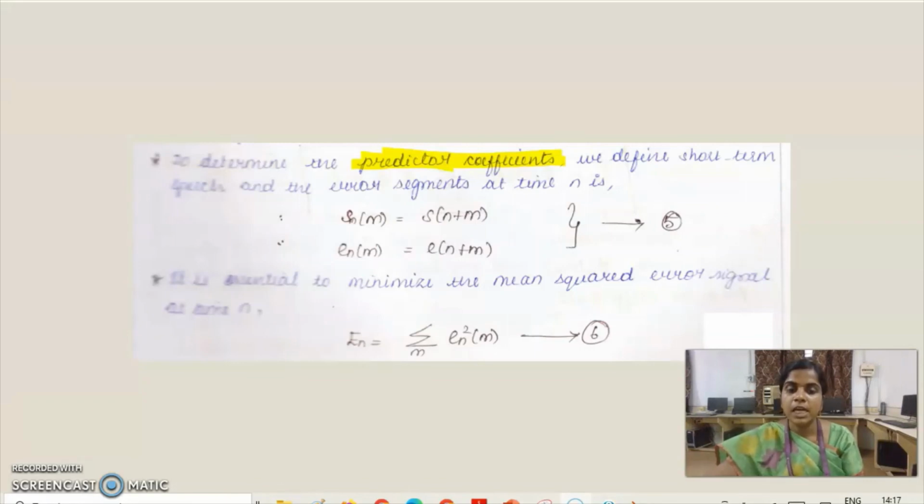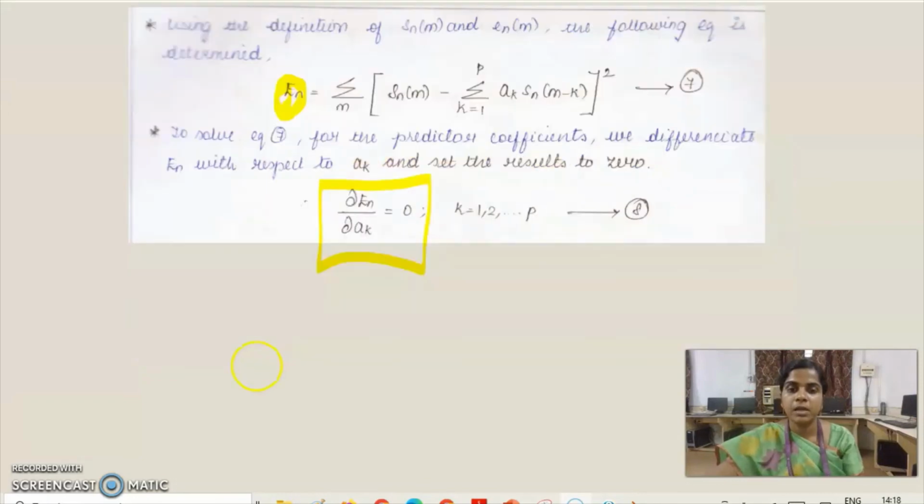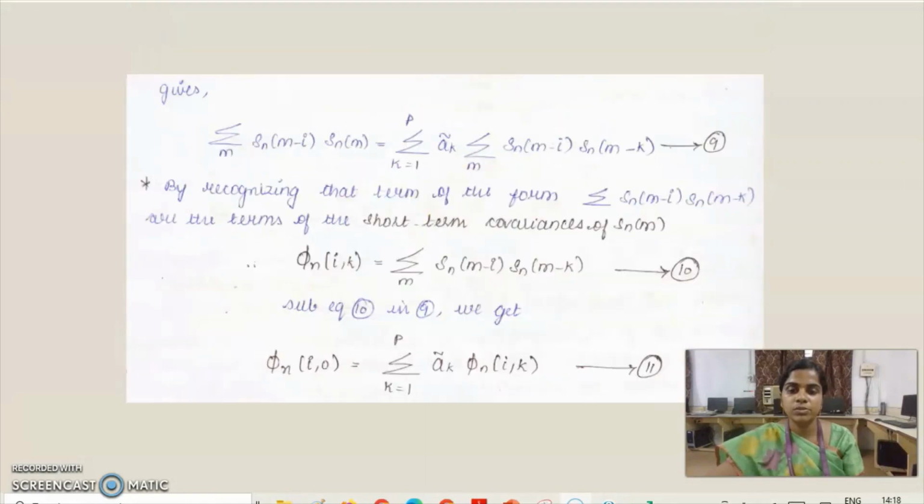So how do we see that the error is minimized? We calculate the mean squared error and we try to minimize the mean squared error. So E_n is given by the summation of e_n squared of m. Now this E_n has to be reduced, and so we differentiate E_n with respect to the LPC coefficients and equate it to 0. So when we do this manipulation, we get the summation of s_n(m minus i) s_n(m) equal to the summation of a_k times the summation of s_n(m minus i) and another speech segment s_n(m minus k).